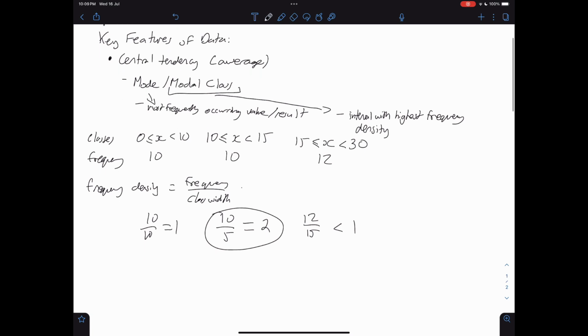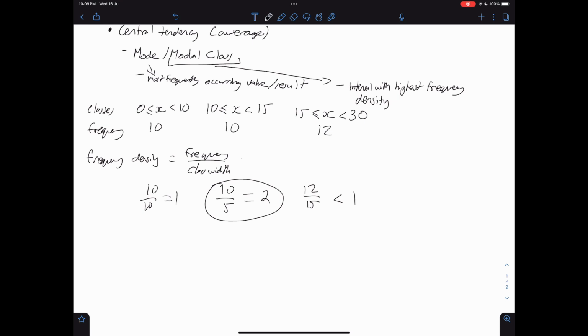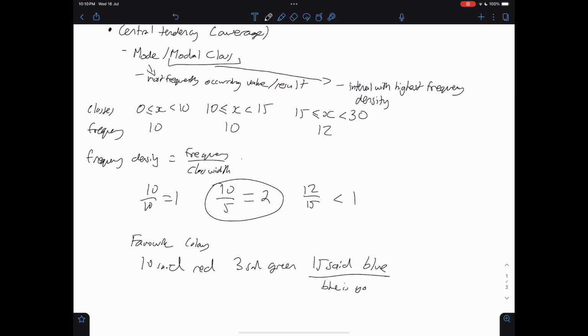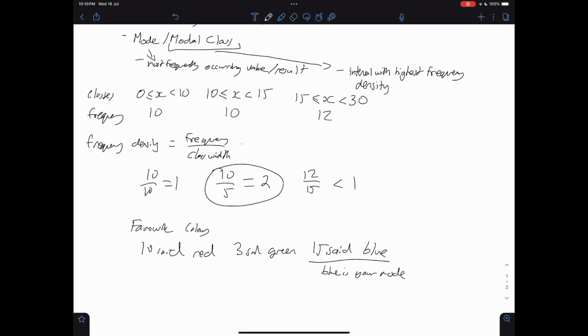And say for mode, if you had favourite colours, 10 said red, 3 said green, 15 said blue. Blue is your mode. And if it isn't obvious, the mode is the most popular value or choice, not the actual number or frequency of that value there is.